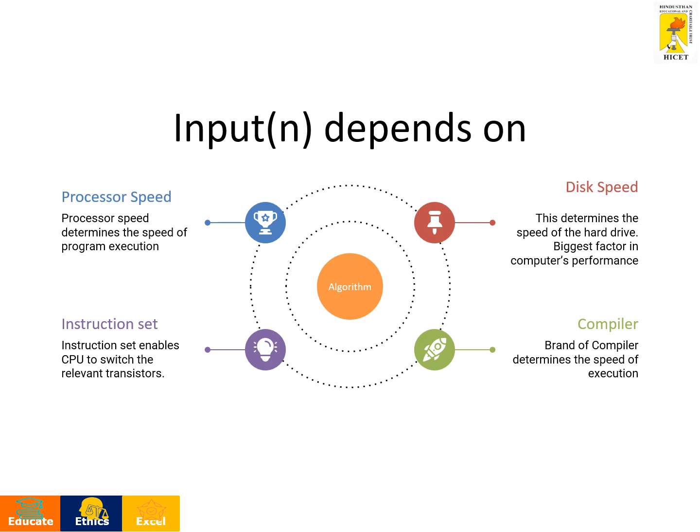In summary, algorithm complexity is influenced by various factors related to input, including processor speed, disk speed, instruction set, and compiler optimizations. Understanding these factors allows programmers to analyze, optimize, and fine-tune algorithms for improved performance and scalability. By considering the impact of these input-related factors, developers can develop algorithms that leverage hardware capabilities effectively and deliver optimal performance across different computing environments.